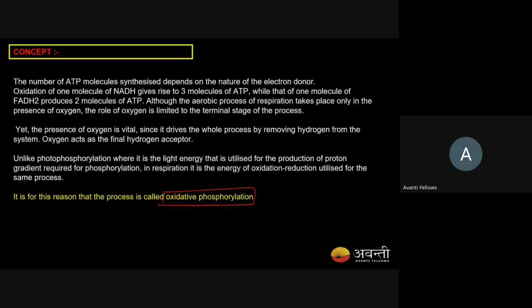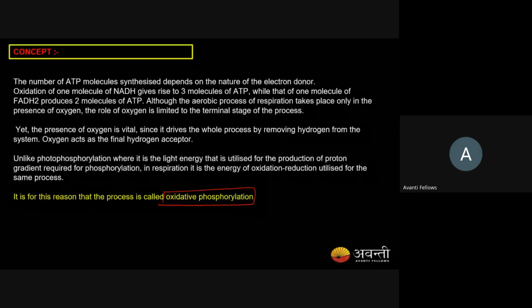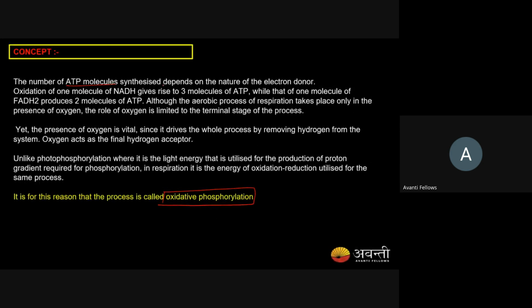Just try to read out this paragraph. What is it saying? They are saying the number of molecules synthesized. What will it depend on? How many molecules are getting synthesized? It completely depends on the number of electron donors. What are electron donors here? H positives. Okay?